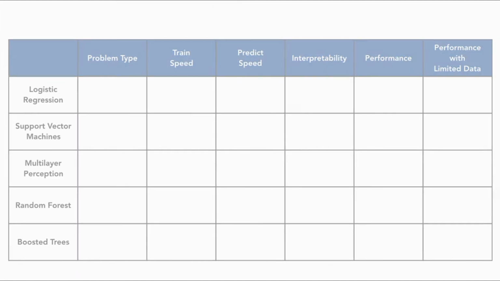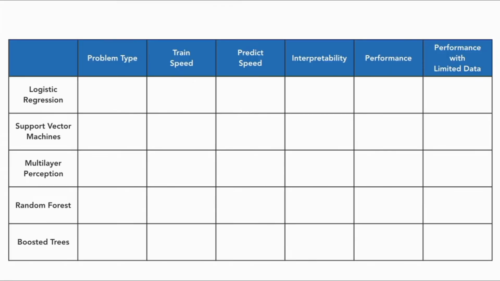We've learned about some of the strengths and weaknesses of each. Let's compare these 5 algorithms across 6 key dimensions, before we run an actual comparison of each model. The 6 dimensions that we'll compare across these algorithms are problem type, time to train, time to make predictions, interpretability, performance, and performance with limited data. This table will help you to decide when to use each of these algorithms.